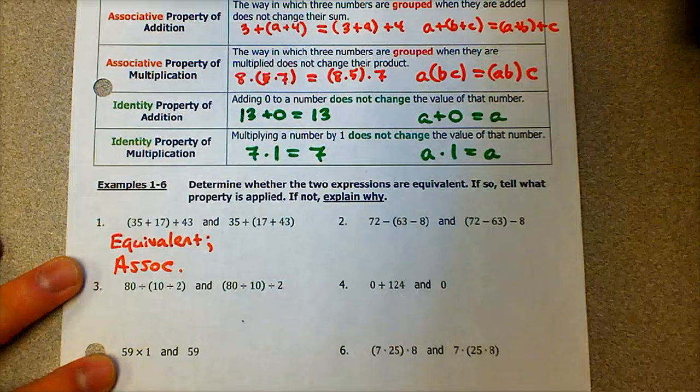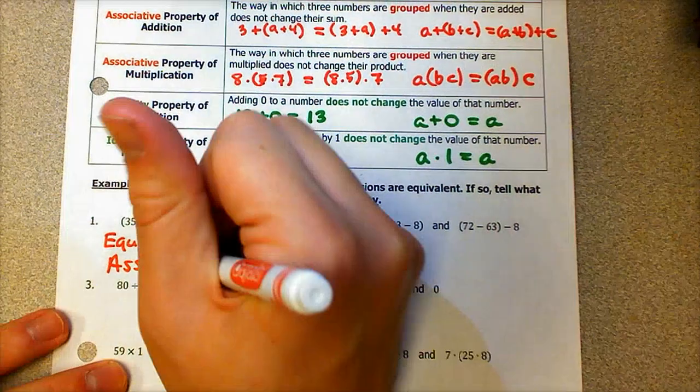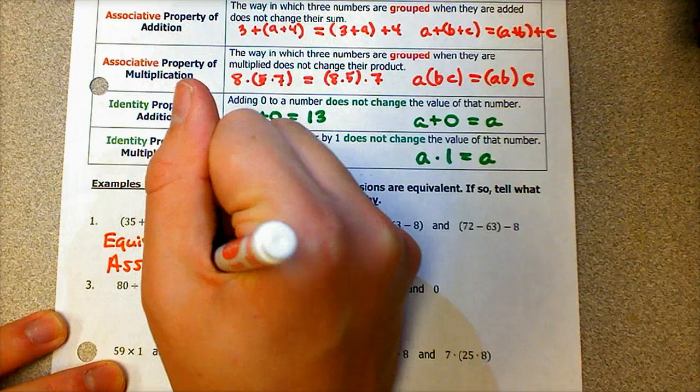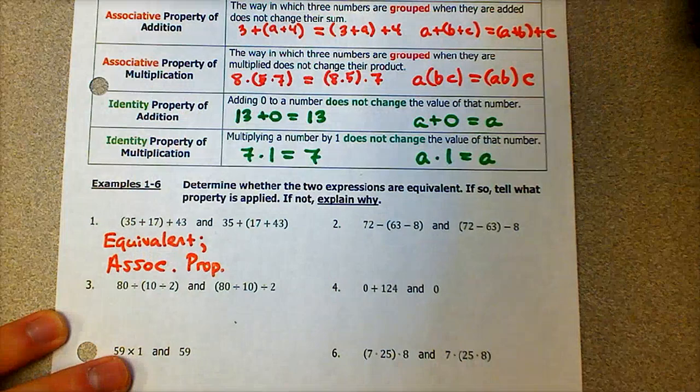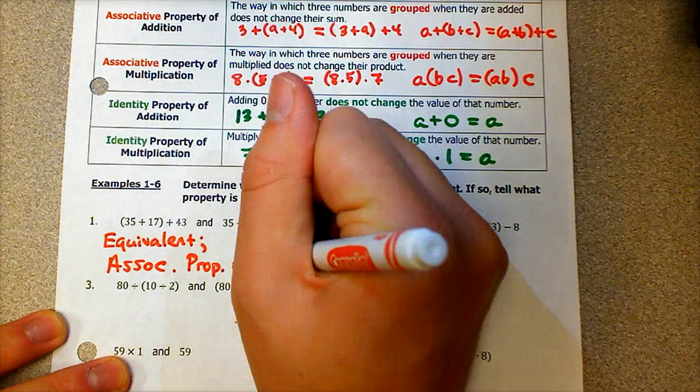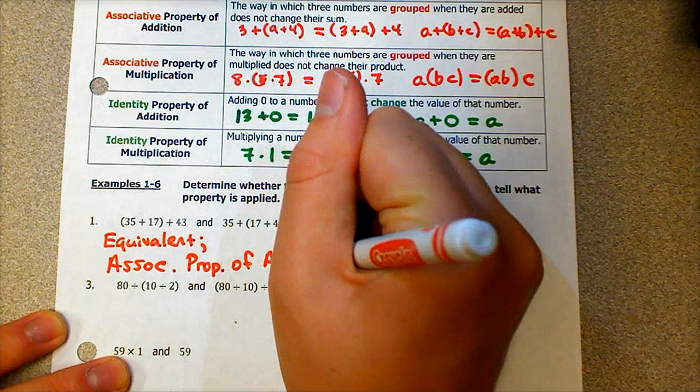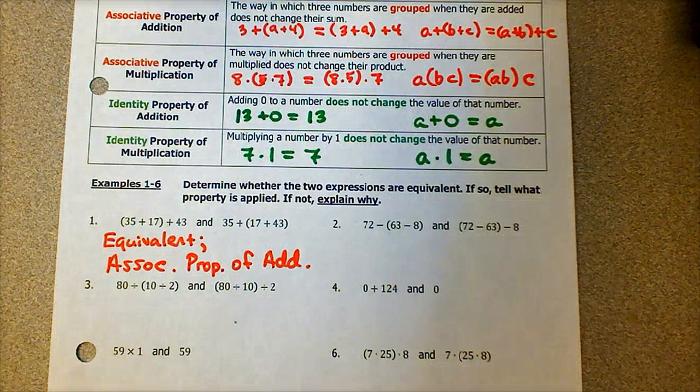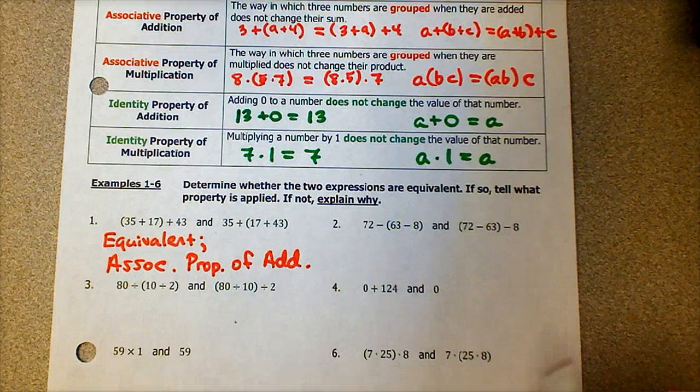and they're equivalent because of the associative property of addition. We will abbreviate associative ASSOC. You can abbreviate property PROP. And then addition we will abbreviate ADD. So associative property of addition is the reason these are equivalent.